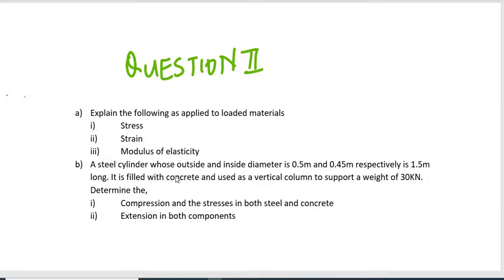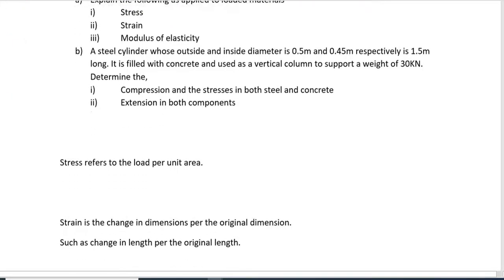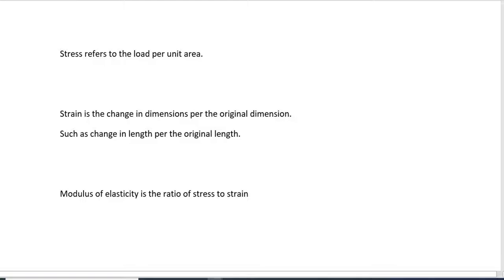Part B says a steel cylinder whose outside and inside diameter is 0.5 meters and 0.45 meters respectively is 1.5 meters long. It is filled with concrete and used as a vertical column to support a weight of 30 kilonewtons. Determine part 1, compression and the stresses in both steel and concrete. Part 2, extension in both components. Let's go ahead and answer these questions.